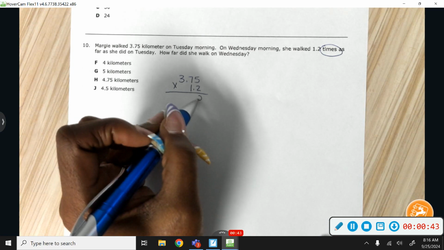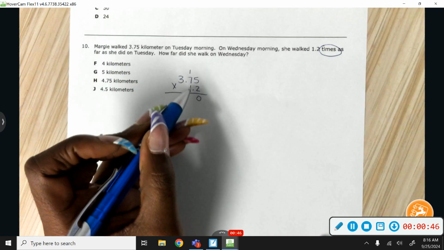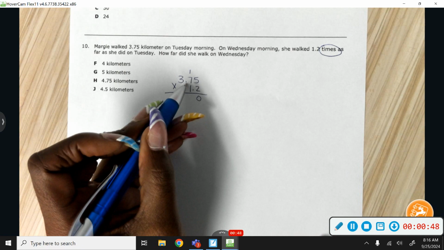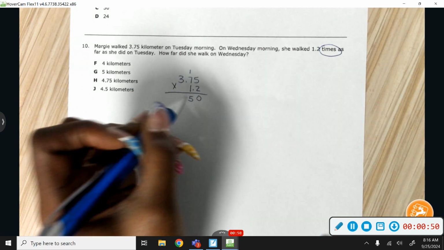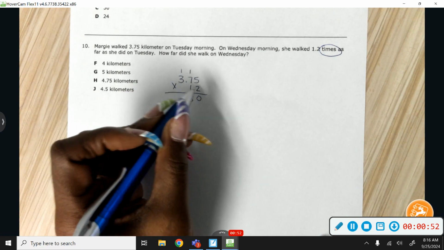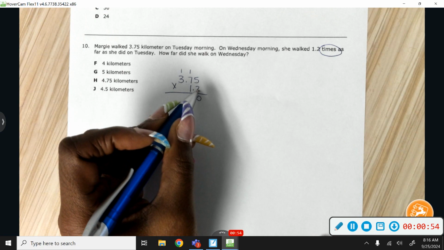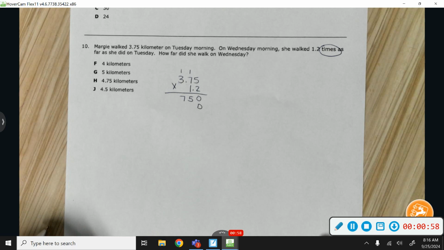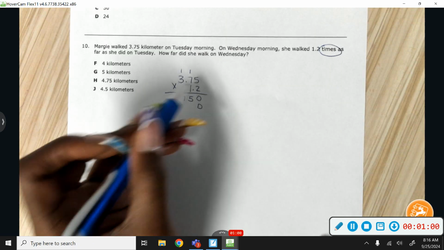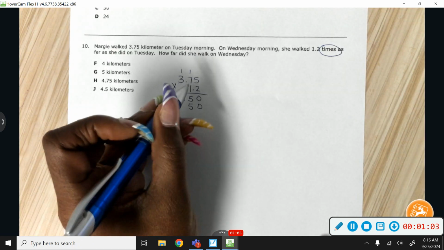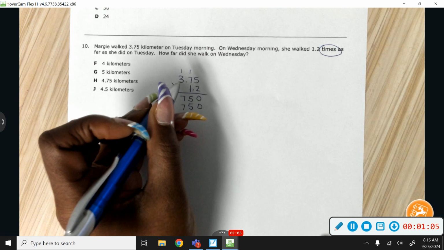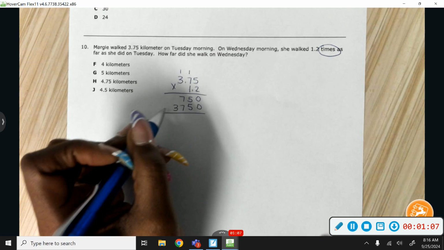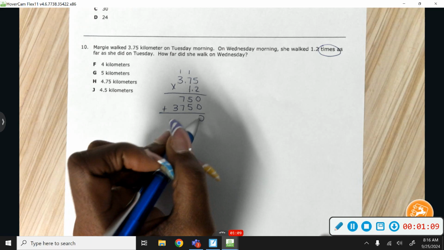5 times 2, that's 10. Carry my 1. 7 times 2, that's 14. Plus 1, that's 15. 2 times 3, that gives me 6. Plus 1, 7. Put my placeholder and go to my next row. 1 times 5, that's 5. 1 times 7, that's 7. 1 times 3, that's 3. Get my total.